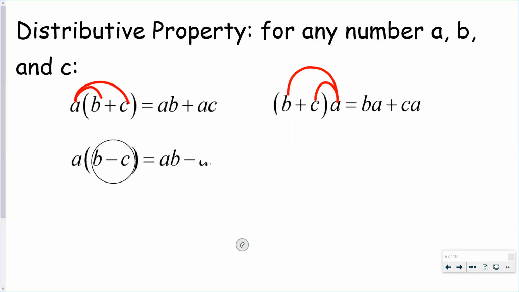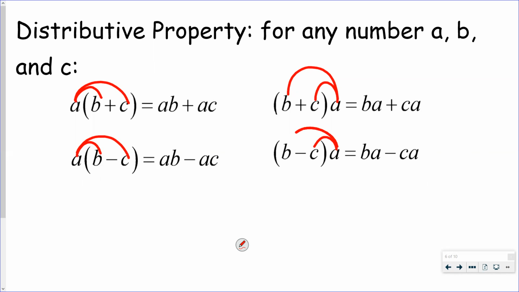If we look here, we have A times B minus C, same thing. We're going to distribute the A to the B. We're going to distribute the A to the C. And that's going to give us AB minus AC. And we get the same thing if we did it backwards. A distributes to the C, A distributes to the B, giving us those. So it doesn't matter what operation is happening between what's inside the parentheses, we just distribute through what we have.